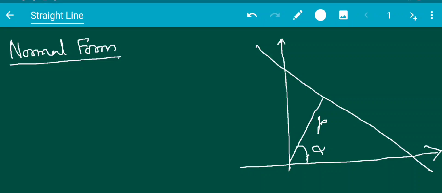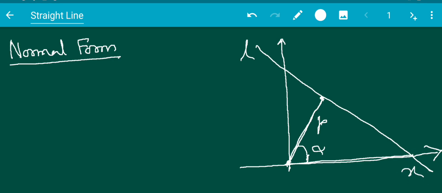Hello students, today we are going to discuss the normal form. In the normal form, suppose this is your line L. You know the perpendicular distance from the origin to the line, and the angle made by the perpendicular with the positive direction of the x-axis.